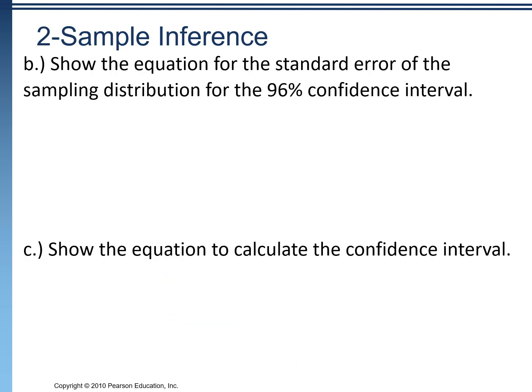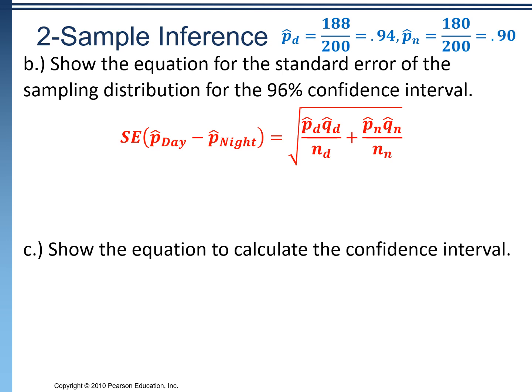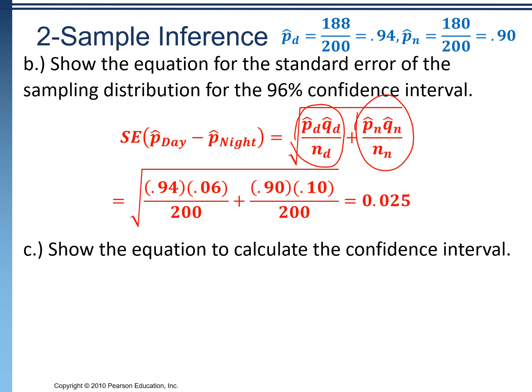If we're asked to calculate the standard error for a confidence interval, we're going to start off by calculating our two sample statistics, the two p-hats. We're going to make, in one big square root, a fraction for each of those samples. So we have a fraction for the day shift, p-hat times q-hat over n, and then again for the night shift. Plug in all those values, and we get a standard error of 0.025 or 2.5%.